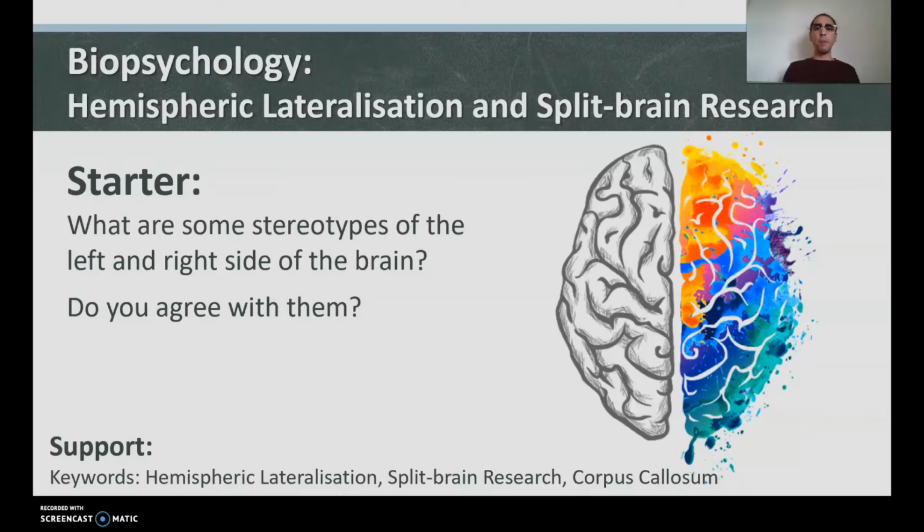Today we're continuing with Biopsychology. We're having a look at Lesson 5, Hemispheric Lateralisation and Split Brain Research. That's a mouthful. Love it. What is that? Let's find out, right?